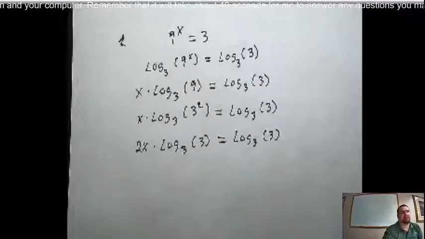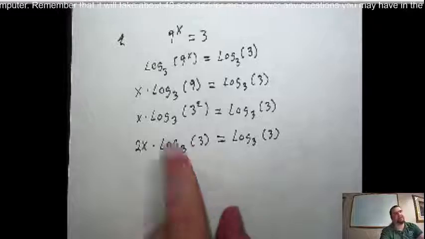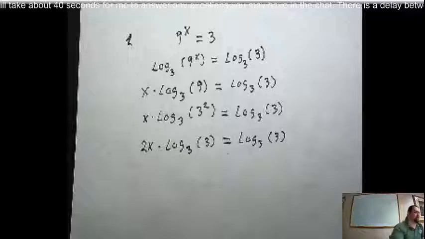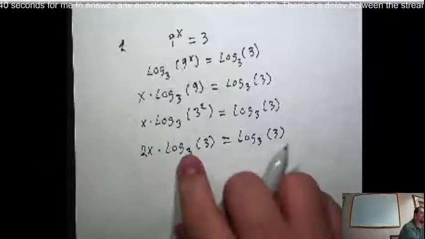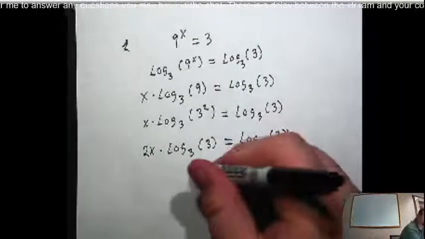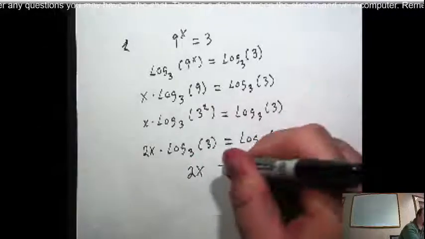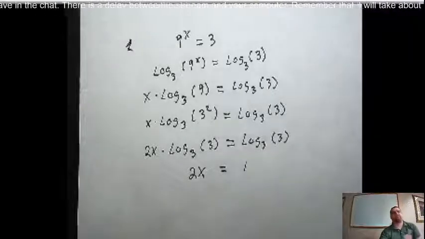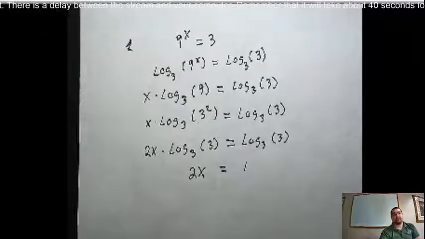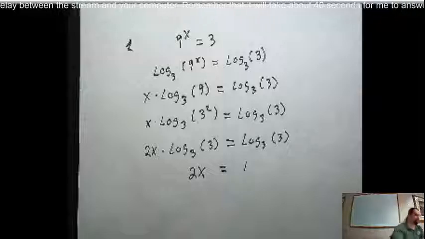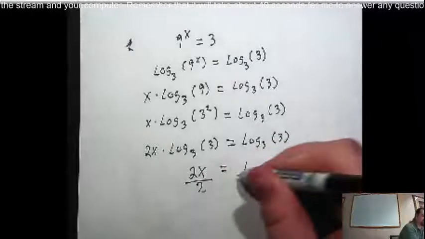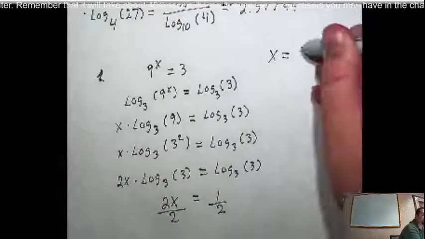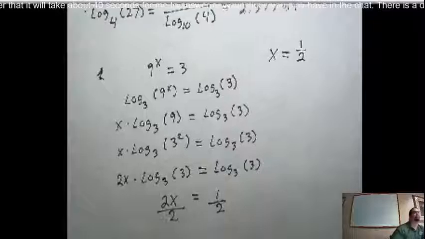Okay, well now I have log base 3 of 3 here. I know that's 1. Again, log base 3 of 3, that's 1. So really what I have here is 2x times 1, that's just 2x. And again, log base 3 of 3 is 1. So I have 2x equals 1. This is definitely something that I can solve. Just divide by 2 on both sides, and I get that x equals 1/2.